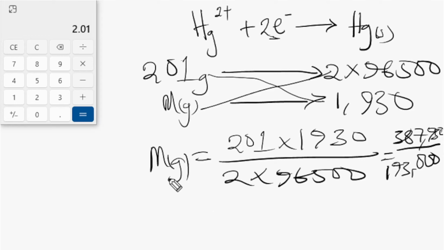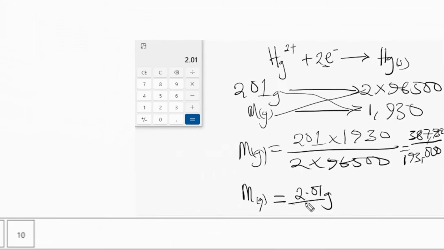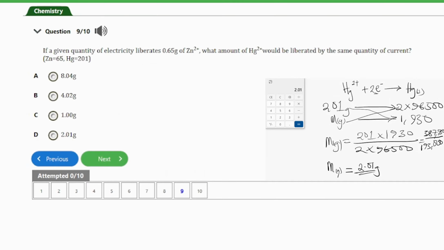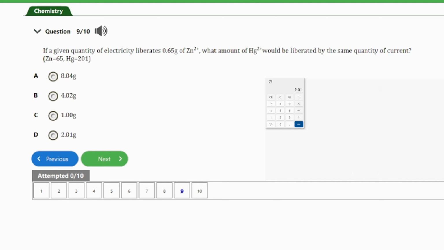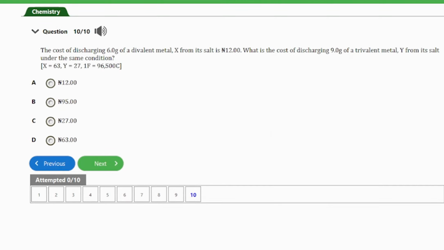So the mass of mercury in grams that will be liberated by the same quantity of current is going to be 2.01 grams. So guys, that's the answer to this question, and over here that's option D. So we are wiping this off, and let's consider the next and the last question here, and that's question number 10. Guys, we're coming to the end of this video.